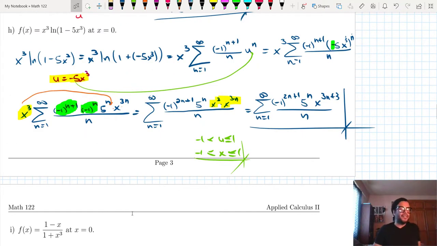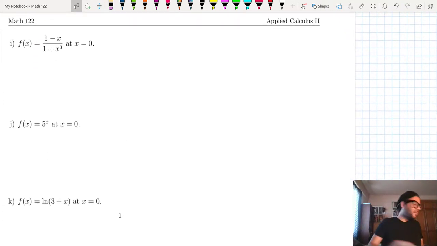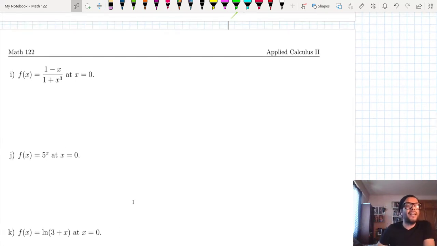Okay, let's look at another example. Now we are going to do a few more steps, a few more combinations here. We are going to add and subtract. All right, let's look at letter I. Notice we have 1 minus x divided by 1 plus x cubed. We don't have a power series representation for something like this.